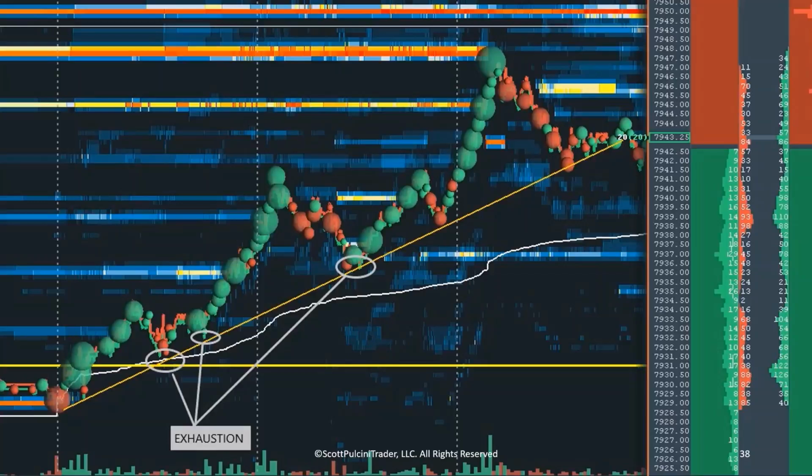trend line possibly. Also, if you see a break of the trend line with volume, you want to see volume pushing the price down, then you don't want to be long anymore.